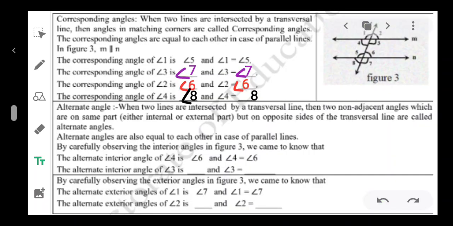Then we can put here, 4 is equal to 6, therefore 3 is equal to 5. 3 and 5 are the alternate interior angles. And 1 and 7 are also alternate exterior angles. Therefore 1 is equal to 7 and 2 is equal to 8. And this is the sign of angles that must be there.